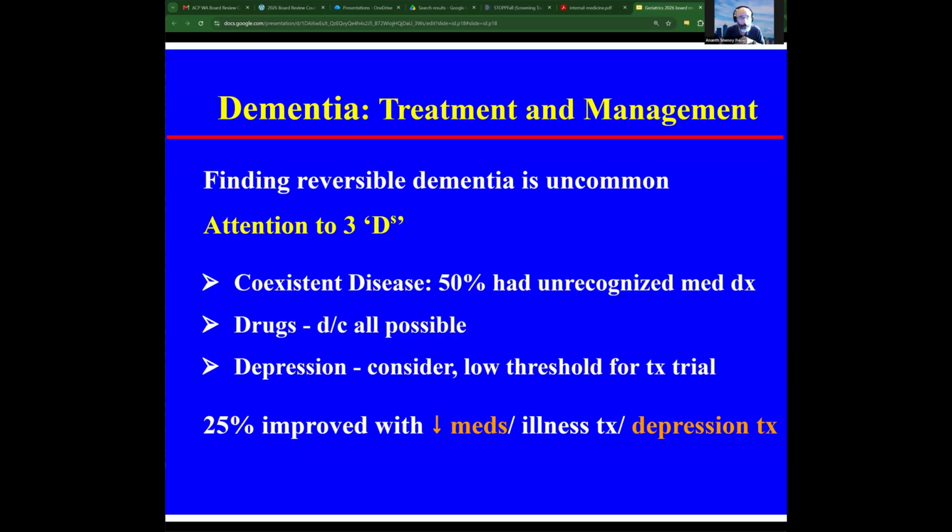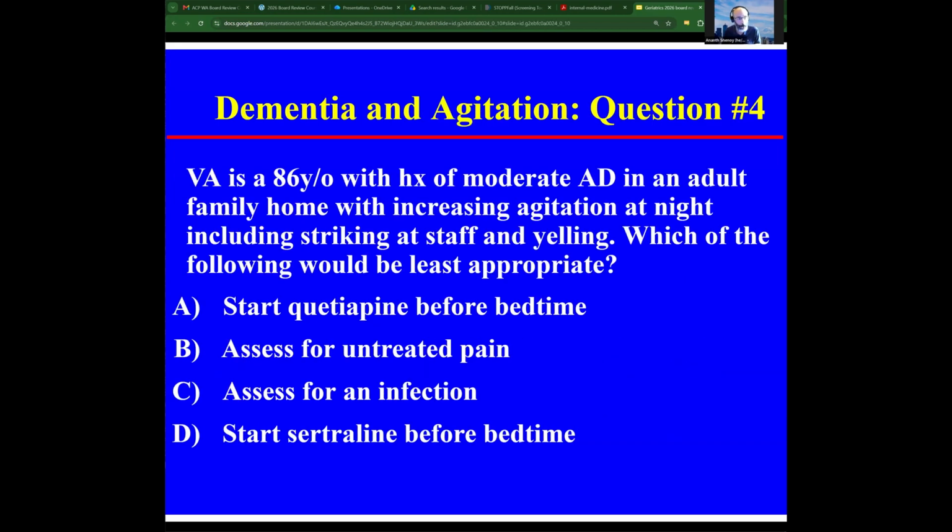And often when you do have a reversible cause, you can see improvement with a reduction in medications or identifying some other coexisting medical disease that you can treat, or of course, treating the depression. So to highlight this, for our next question, and we're also going to start thinking about agitation, we have an 86-year-old patient who has a history of moderate Alzheimer's disease, and they live in an adult family home. And unfortunately, they've been having increased agitation at night, including striking at staff and yelling. Now, in my practice, this is a very, very common scenario. So which of the following would be the least appropriate choice?